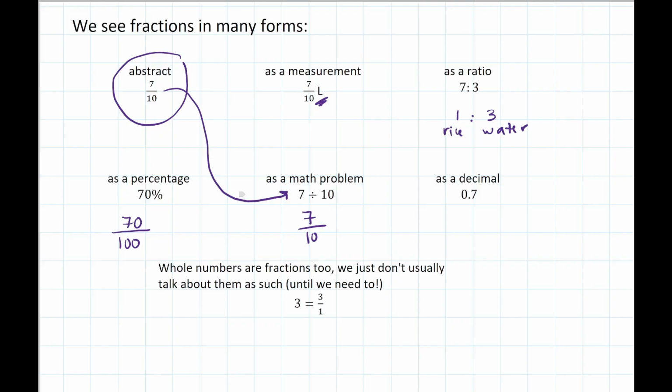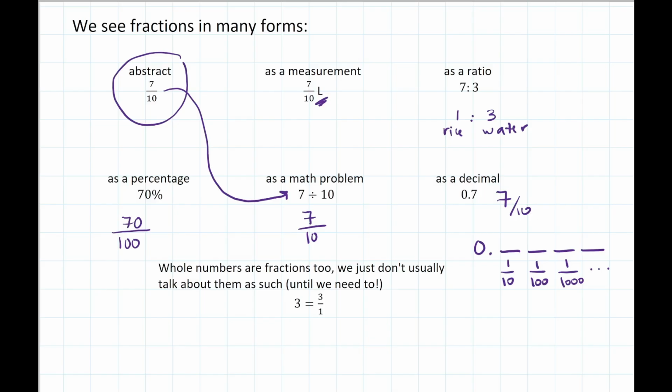Decimals are even fractions. If you think about our place value system, since we have a base 10 system, each of these is going to be a different power of 10, right? So we have tenths, hundredths, thousandths, etc. So this 7 right here is in the tenths place. So this is really 7/10 again.